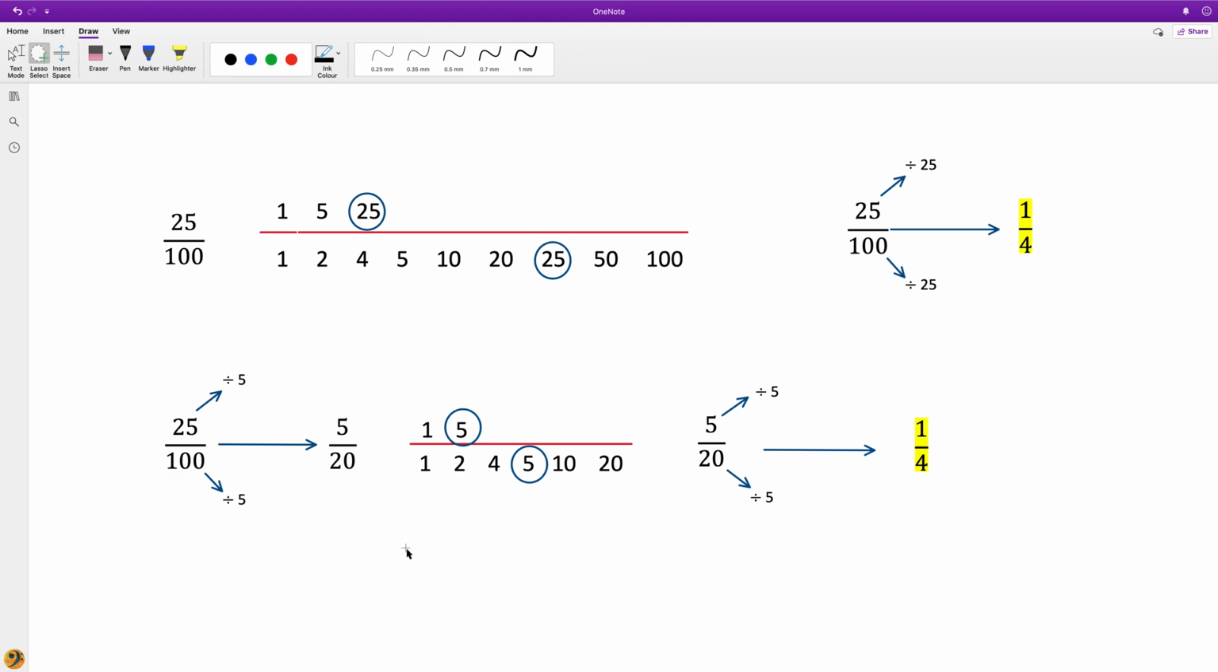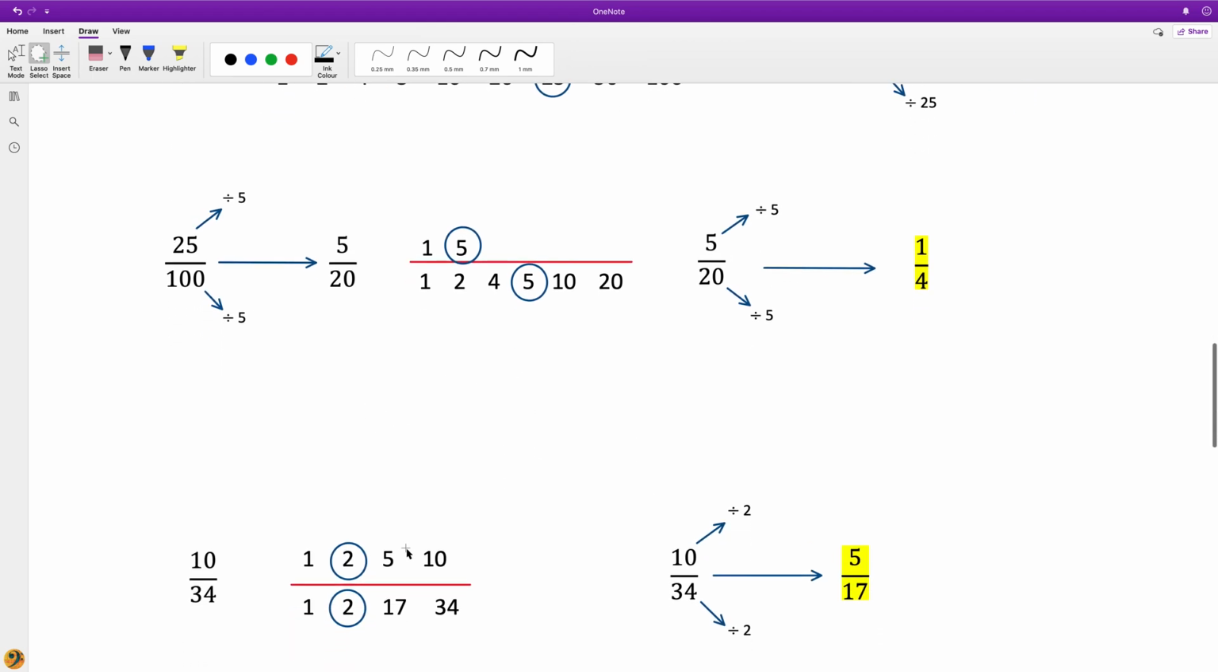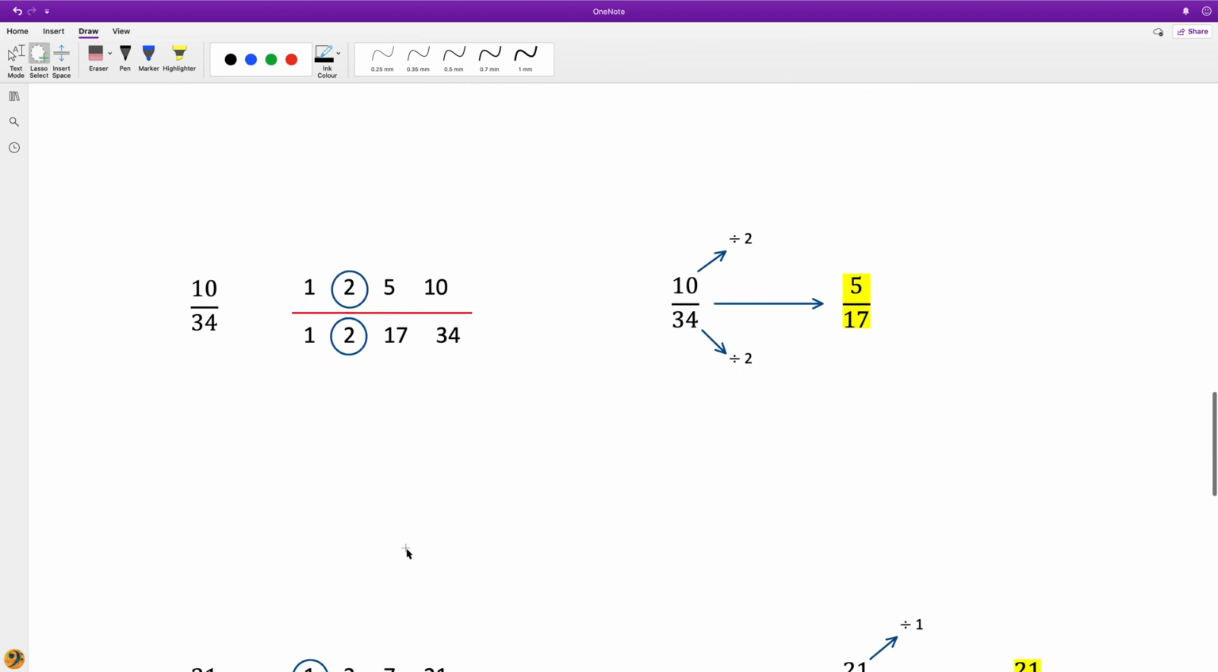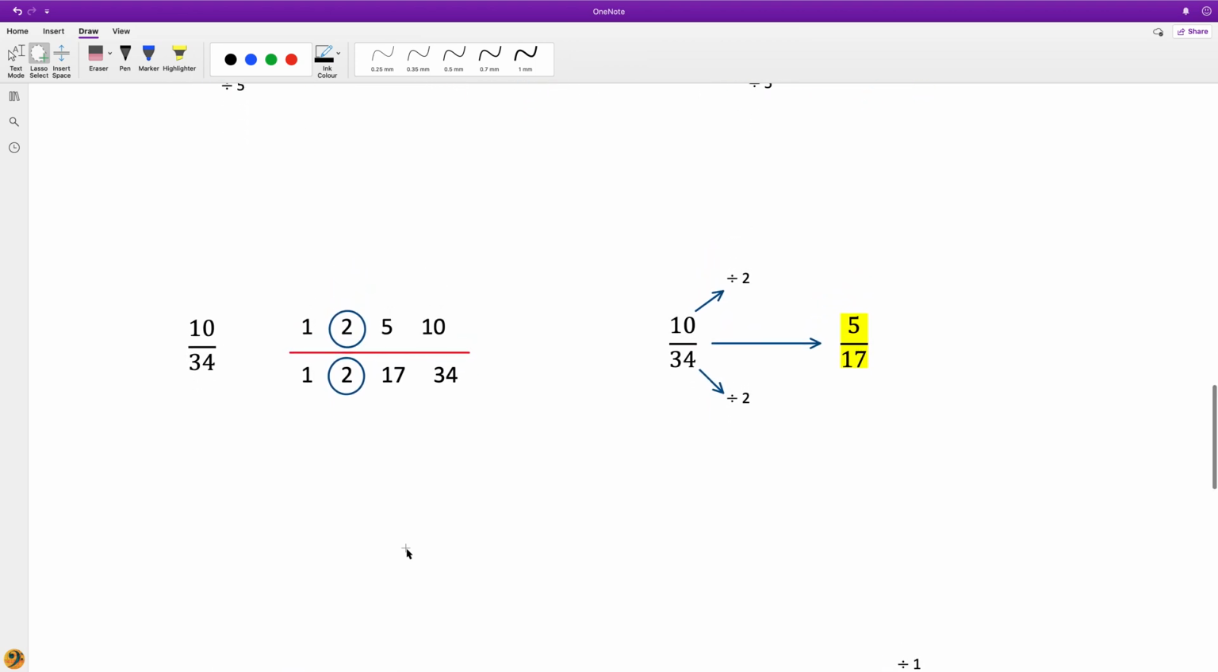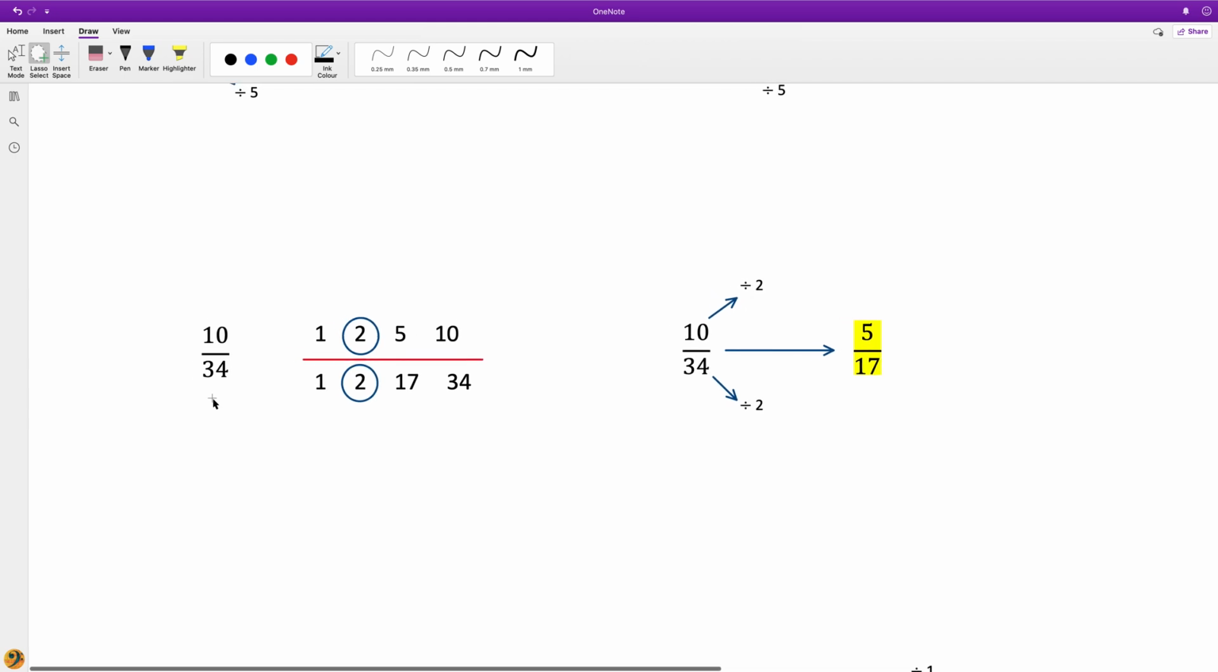All right, so that's another example. Now, we have a couple more examples in this lesson. So if we have a look at this one here, our starting fraction is 10 over 34. So once again, we show all working out and follow all these steps.